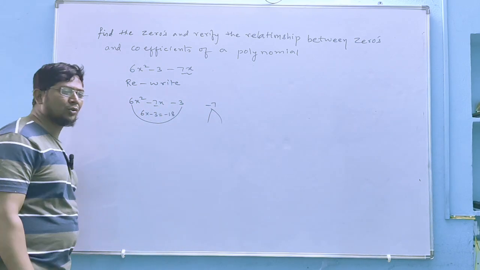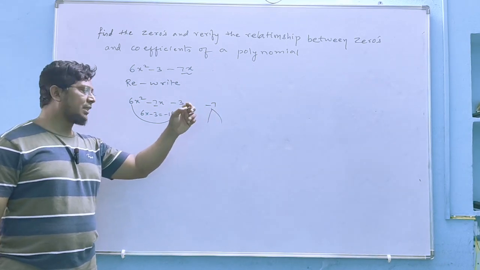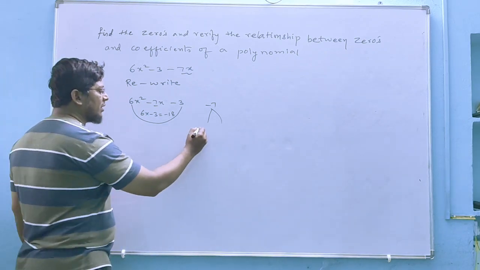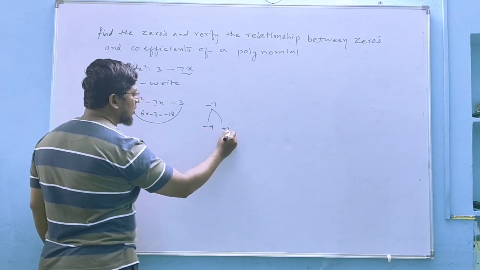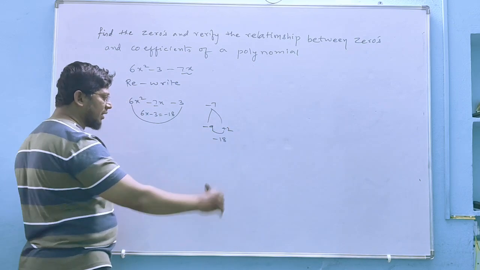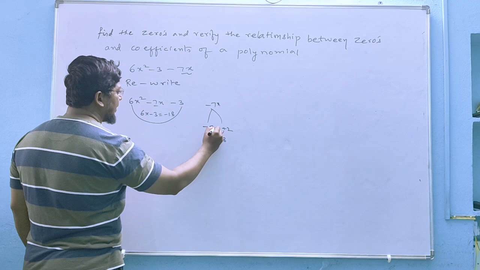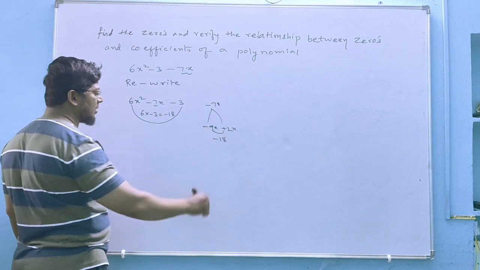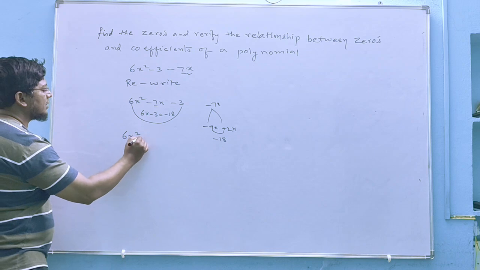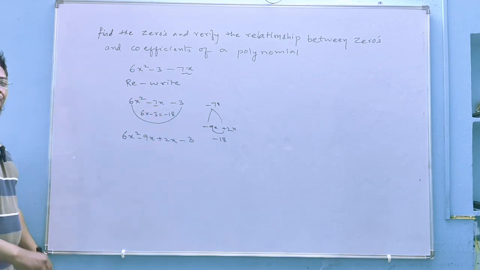We should select any two numbers. If we add or subtract, it will be minus 7. If we multiply those two, it will be minus 18. Okay, we can say minus 9 plus 2. Minus 9 plus 2 is minus 7, and minus 9 times 2 is minus 18. So minus 7x is split into two parts: minus 9x plus 2x. We should write here 6x square minus 9x plus 2x minus 3.